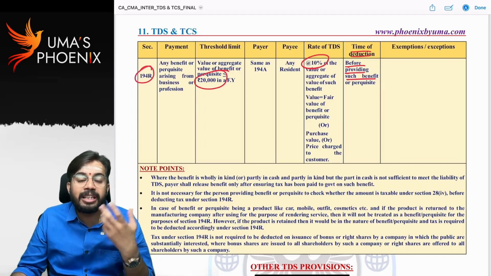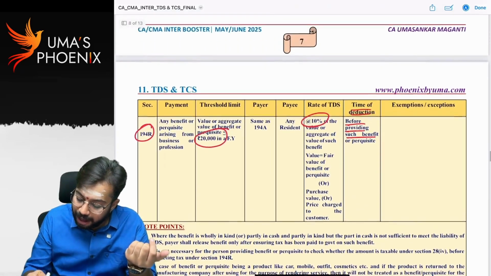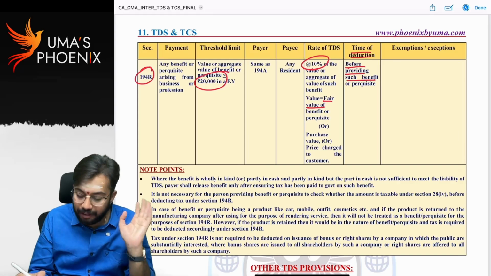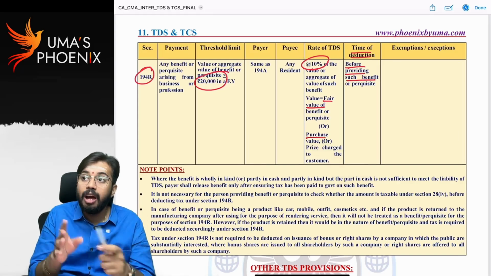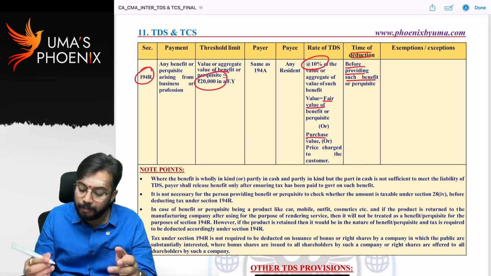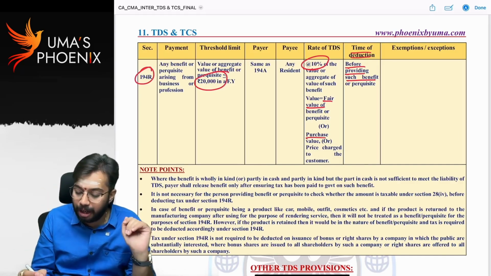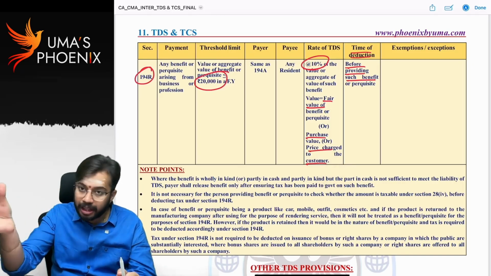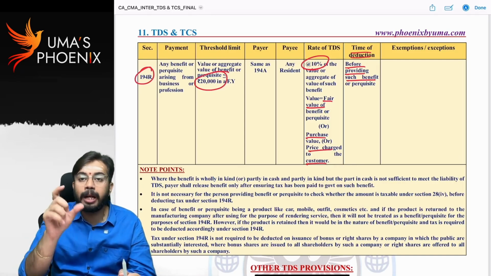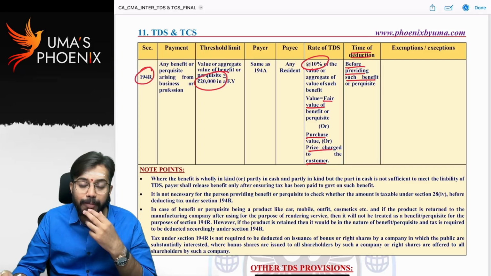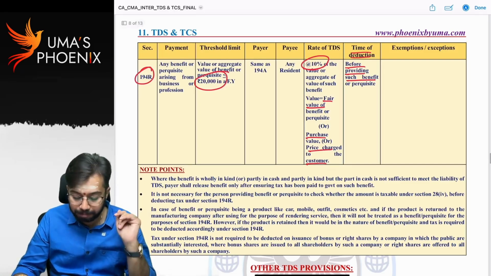Sir, if perquisite is given in the form of kind, how do we know its value? Its value is fair value of the benefit or perquisite. If fair value is not available, purchase value, that means at what price my client purchased that iPhone, purchase value you have to take. If purchase value is also not available, price charged to customer. If the same iPhone is sold to outsider, how much price will be charged? That price will be considered as benefit, and on that benefit TDS is required to be deducted. Is it clear?